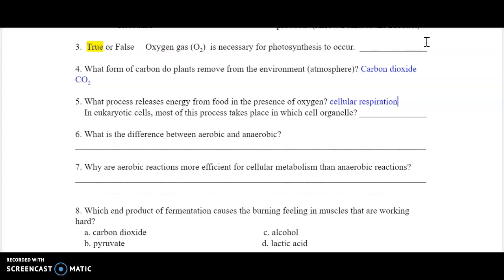In eukaryotic cells, most of this process takes place when it's making ATP energy. And we've said it probably 500 million times since we started the cells unit. That's happening in the mitochondria.